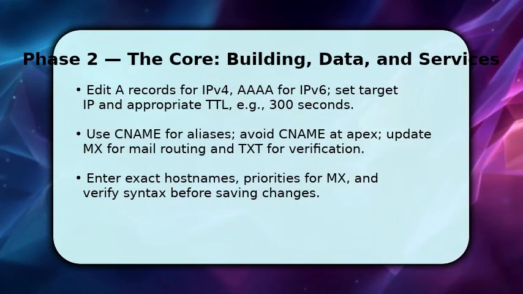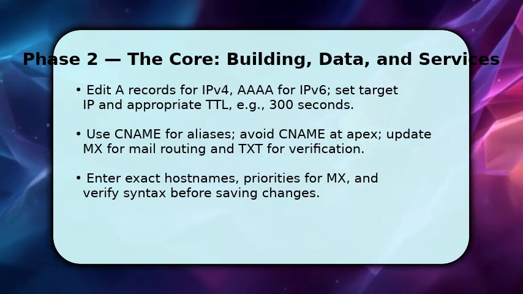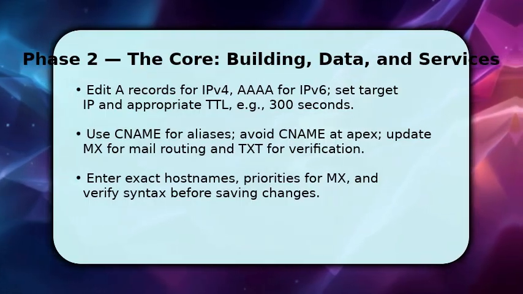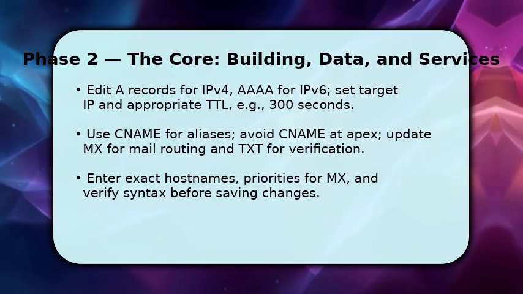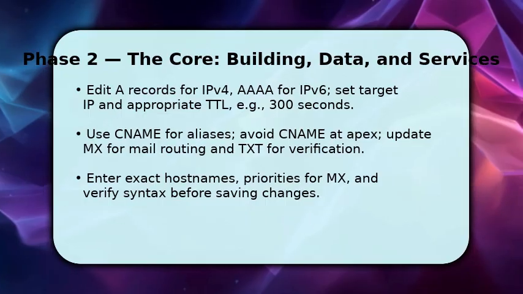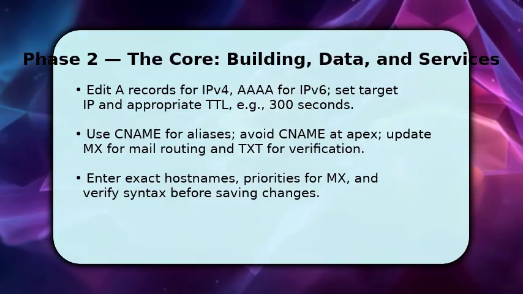Now you make the actual edits. Change or add records to the new IP addresses and set TTL. Shorter TTL like 300 seconds helps faster rollback. If creating aliases, add CNAME but never at the zone apex. Instead, adjust A records there.